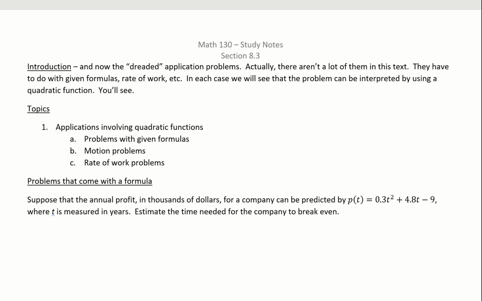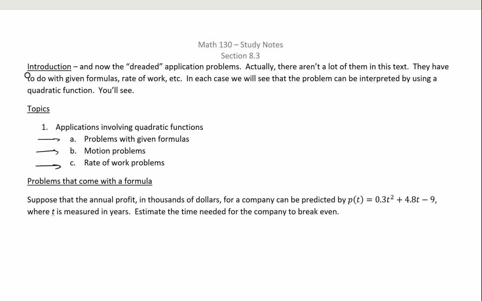I thought that on this section, section 8.3, I would spend one video showing you three different types of problems, the types of problems that I think we should be concerned about for the fourth test and also for the final. In section 8.3, you're going to see about five different kinds of problems, but we're going to focus on three, okay?